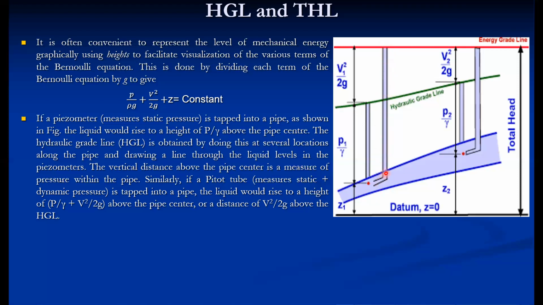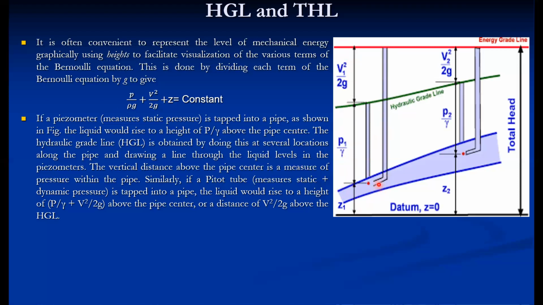So if we insert such a tube in the pipe, this particular tube is called a pitot tube. It shows the total head, that is the addition of all these three, because the piezometer only measures the potential head and pressure head. But this tube measures the entire head, that is potential head, pressure head, as well as the velocity head.